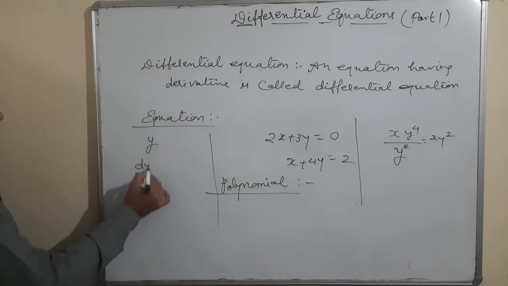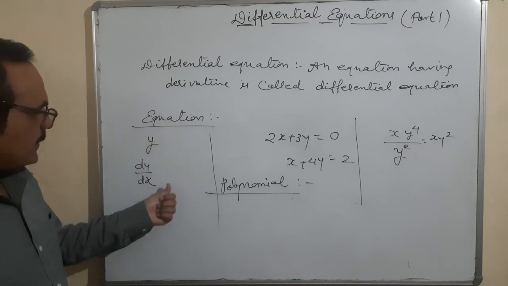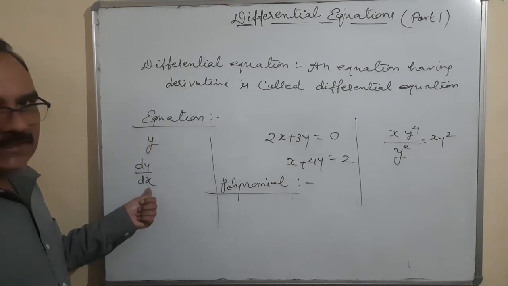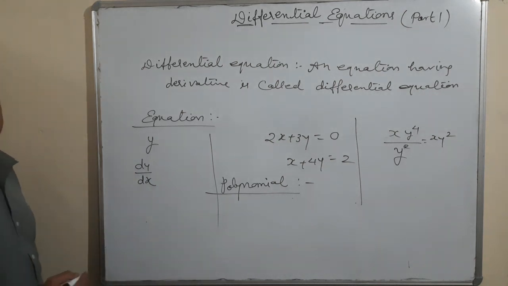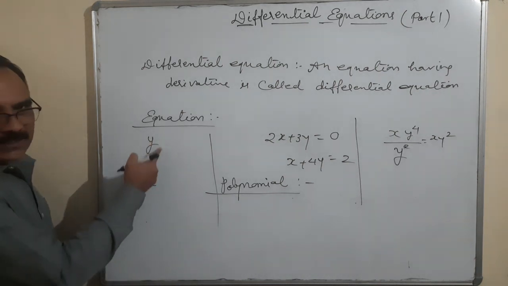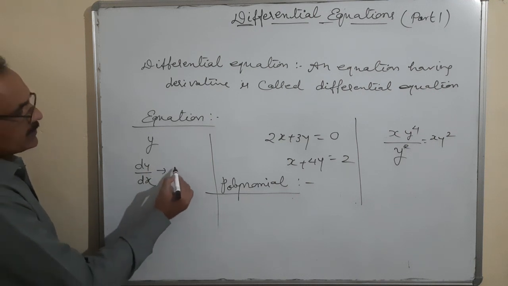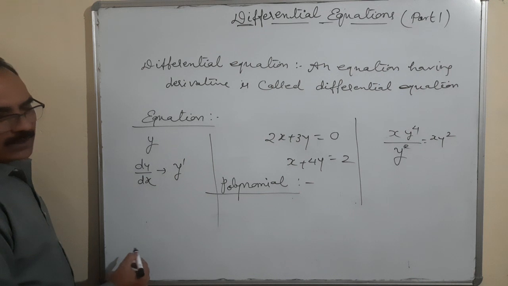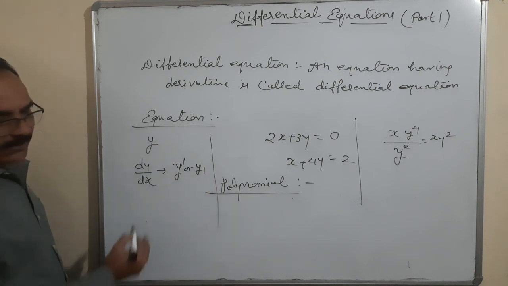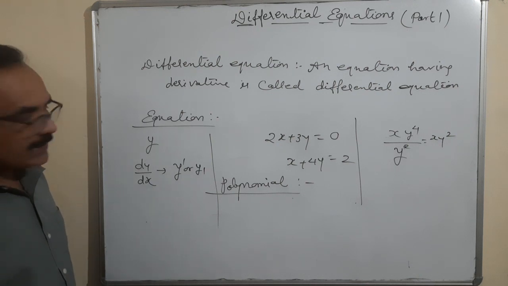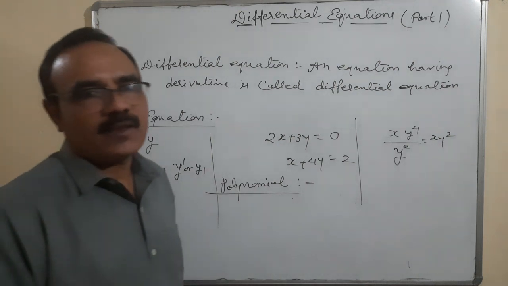And what is the meaning of it? The meaning is the rate of change of y with respect to x. That means x is the independent variable and y is the dependent variable. And that is called the first derivative. Differentiation of y, dy by dx, is called the first derivative. We'll use the terms y dash or y1, anything: dy by dx, y dash or y1, right?